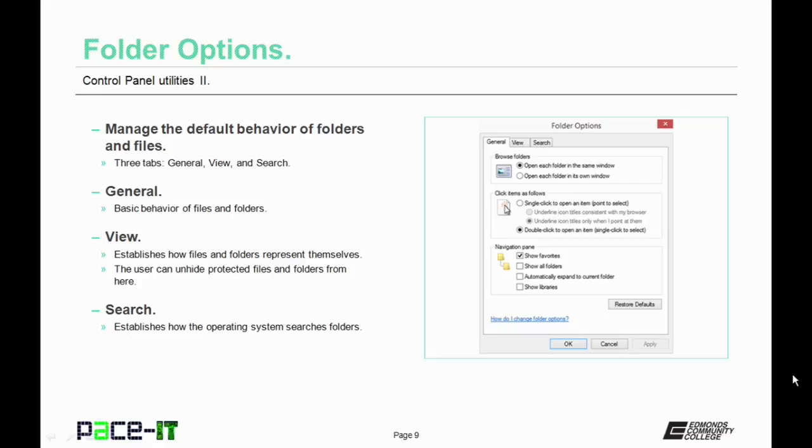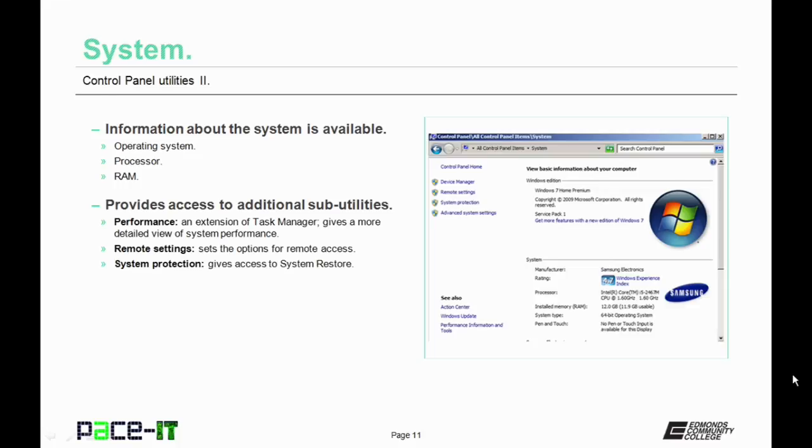The Search tab establishes how the operating system searches folders. The System utility is another important one for the technician. From this utility, information about the system is available, like the operating system that's used, the processor, and the amount of RAM. It also gives access to additional applets or utilities, like Performance. That's an extension of the Task Manager and gives a more detailed view of system performance. From the Remote Settings utility, that's where you can set the options for remote access to the system. The System Protection utility allows for System Restore.